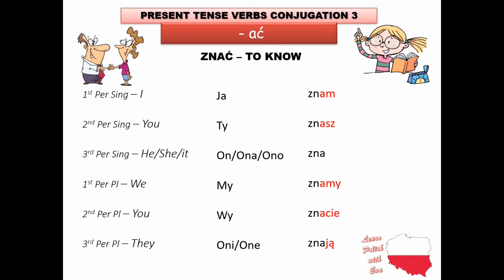Now let's see another verb. So now we know the verb znać, which is to know someone. For example, znam Olę, I know Ola. Or you can say znam język polski, I know the Polish language. So this is a very universal verb, which is really handy to know.